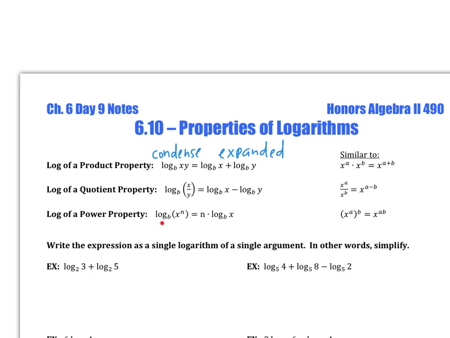Then we have the log of a power property. So this is log base b of x to the n. What happens is we can take this n and move it as a coefficient of that log term. So it becomes n times log base b of x.